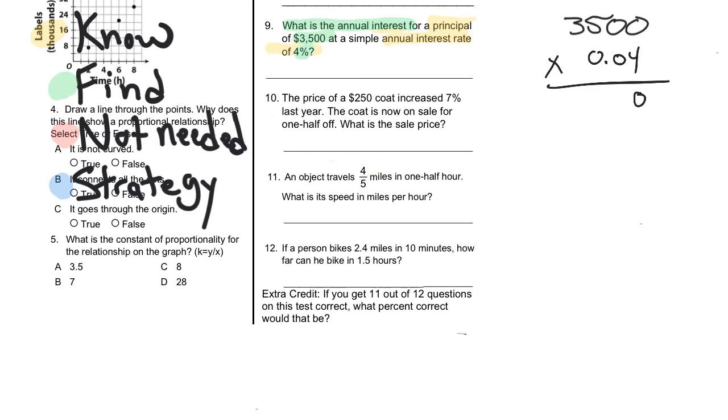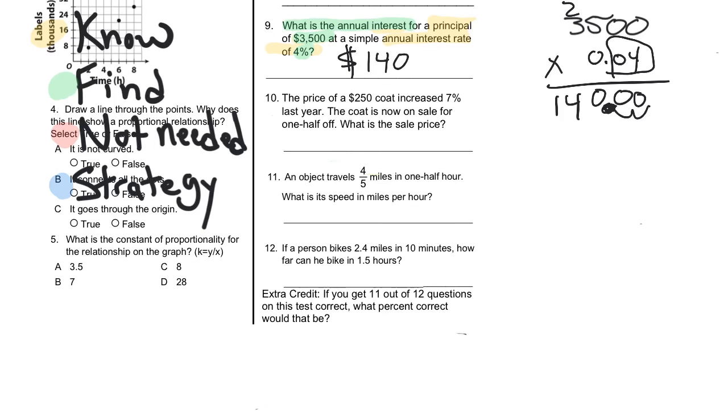4 times 0, 4 times 0, 4 times 5 is 20. 4 times 3 is 12 plus 2 is 14. And then I have 2 decimal places to the right, so I need to move back to the left 2, and I get 140.00. So the annual interest is $140. Does that sound right? Yeah, this is a pretty big number, 3,500, 4%.